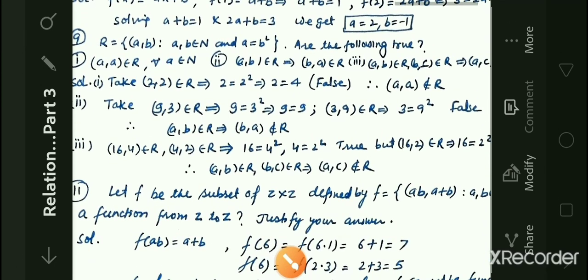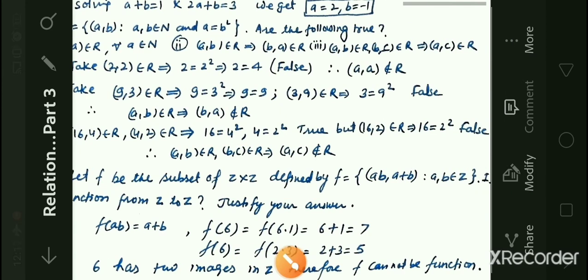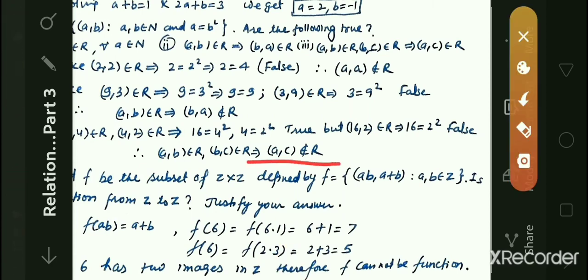Now in the third case, just consider examples. (16, 4) belongs to R, (4, 2) belongs to R. This will imply 16 is equal to 4 square and 4 is equal to 2 square. This is true. But if you take (16, 2) belongs to R, it will imply 16 is equal to 2 square, which is false. It means (a, b) belongs to R and (b, c) belongs to R will never imply (a, c) belongs to R. I hope you understood it.